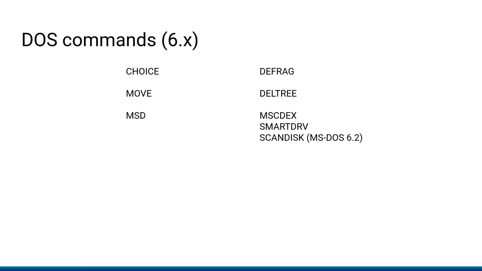DOS 6 didn't add a lot as well. You can see this is the first time we had the CHOICE command, the MOVE command, the ability to defrag your hard drive, to delete an entire directory tree at once. So as you look at the history of DOS, DOS 1 through this DOS 6, you're not seeing an attempt to create a very rich command line experience. I don't think Microsoft was really looking to create a new version of Unix, for example.